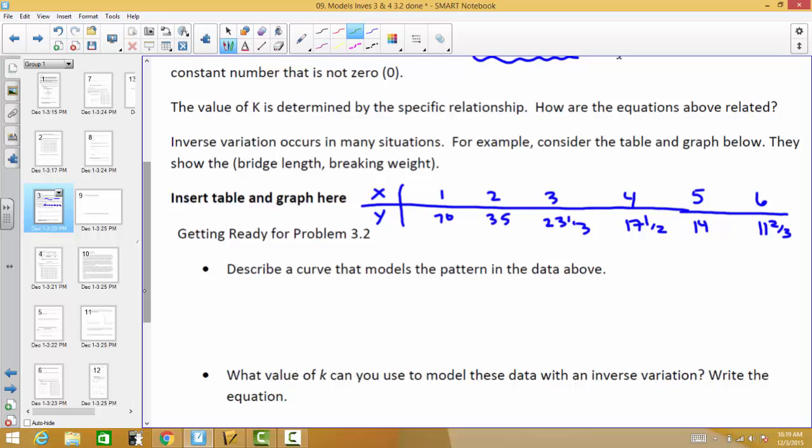You could make a graph of it. You could say, is this linear? This decreases by 2 and a third. This decreases by 3 and a half. Over here, this decreases by 35. So these are definitely nowhere near consistent. So I'm going to erase that right now. So this is not linear.